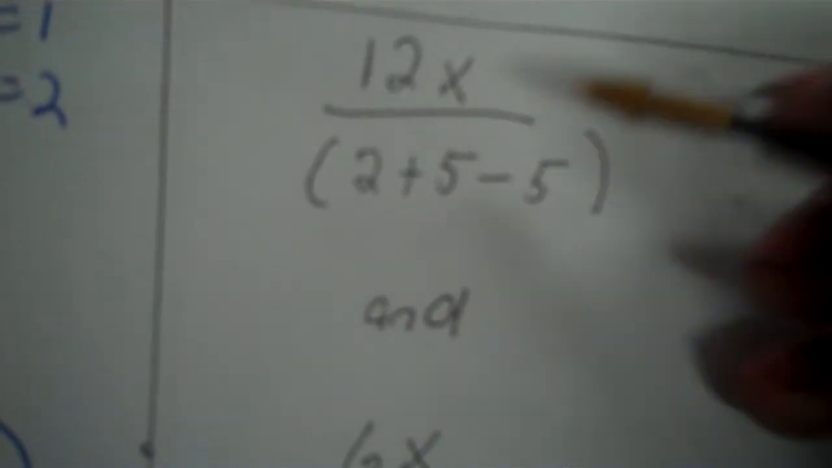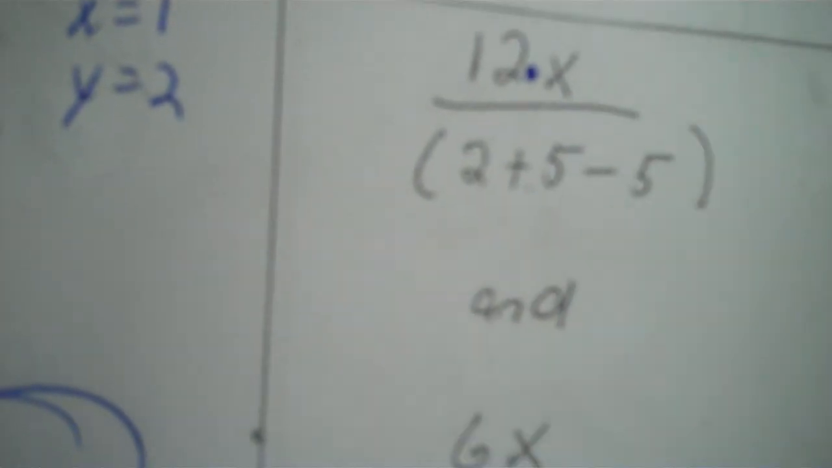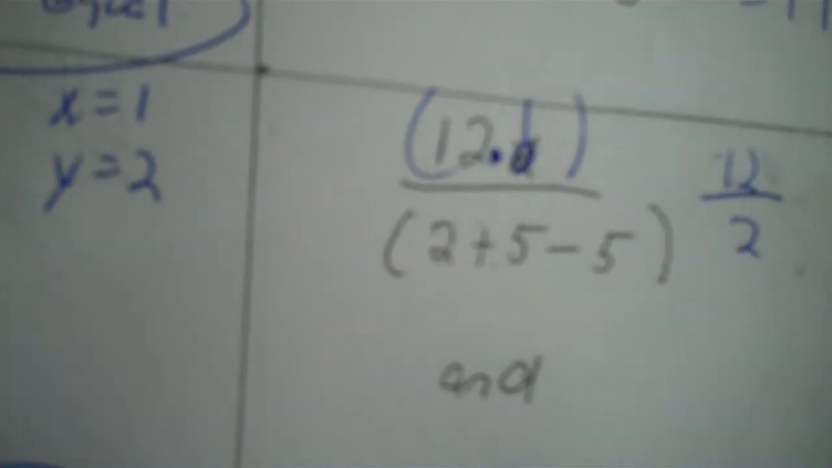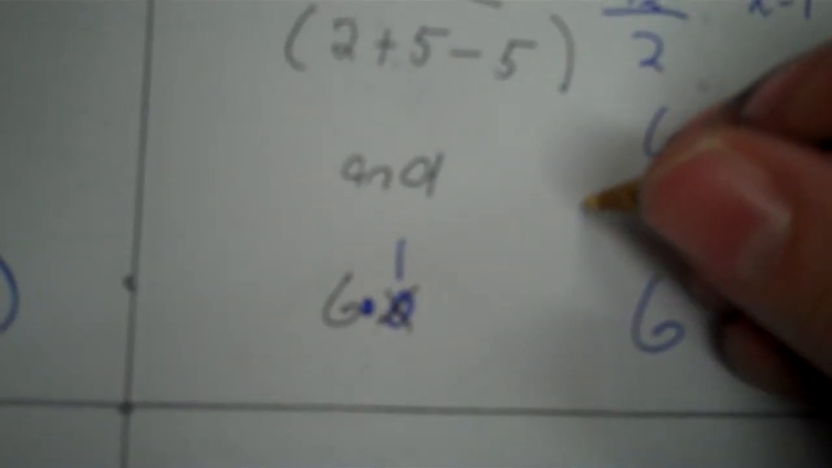Okay, next problem. I just have x to worry about. X equals 1. Times, and then plus and minus, and then times. So 1. And I already have the parentheses there, but I'll put a parentheses here because I'm about to figure this out. 12 times 1 is 12. And then 2 plus 5 is 7, minus 5 is going to be 2. So 12 divided by 2 then is 6. Okay? And then if I put 1 in for x, 6 times 1 is going to be 6. So they are equal.